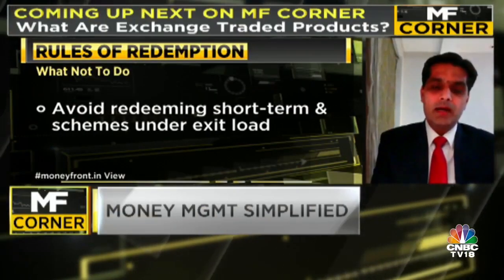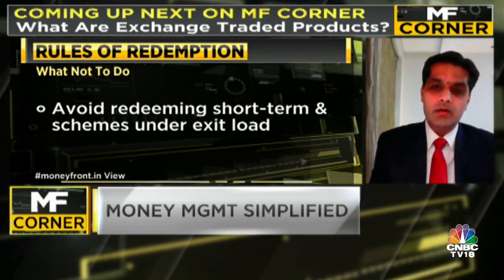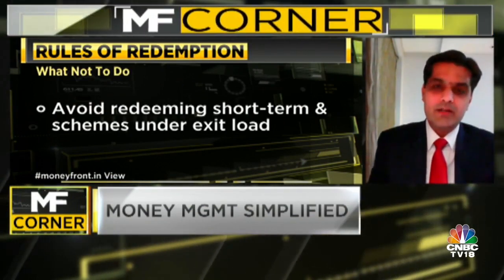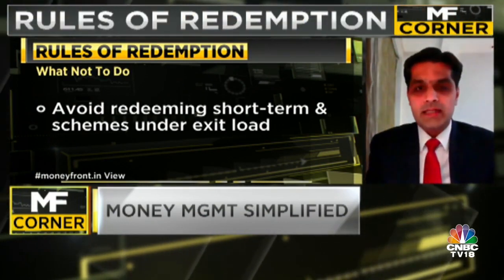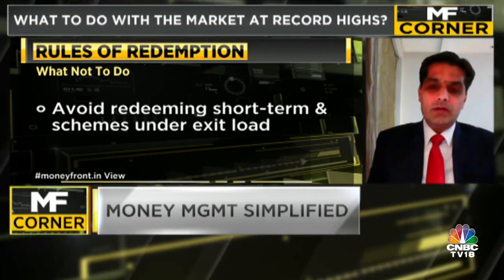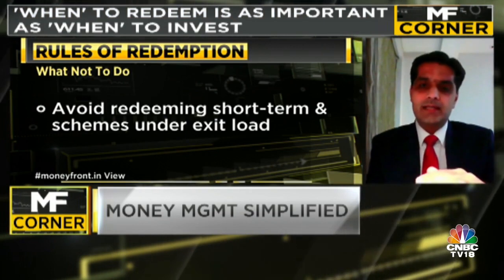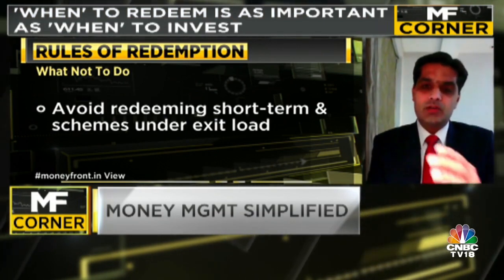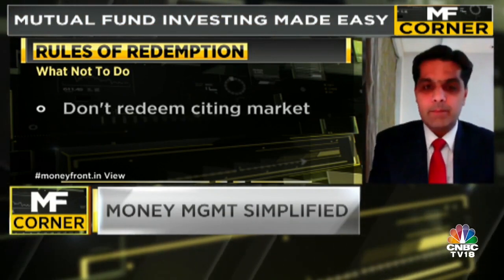The first one to my mind is that you should avoid redeeming a scheme under short-term capital gains or under an exit load period, because that signifies that you have actually not given enough time to the scheme, right? That's number one. Number two, basically, is that you have to go down the ladder, which is get the asset allocation right, get the subcategory allocation right, and weed out the schemes which are underperforming or losers, basically, right?